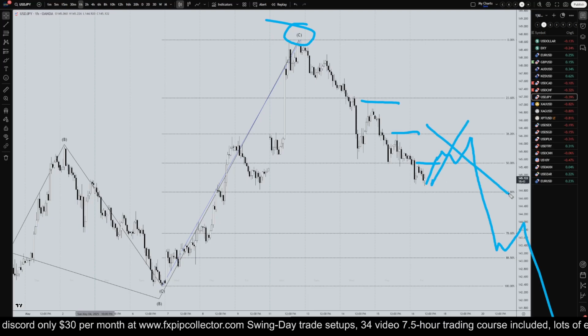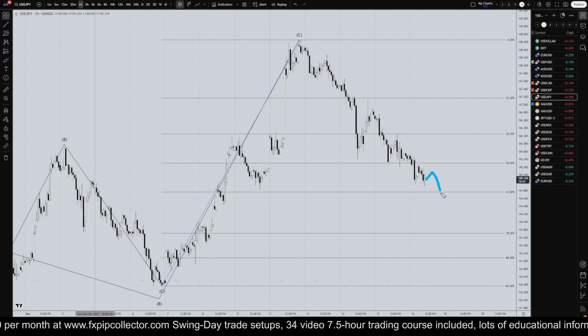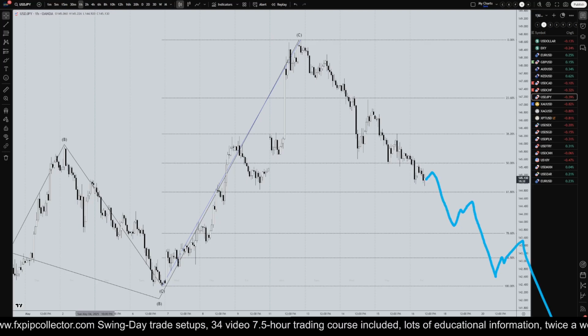I have no idea whether it's going to make a pullback right now. It could potentially just go down, make lower lows, lower highs, lower lows, lower highs.